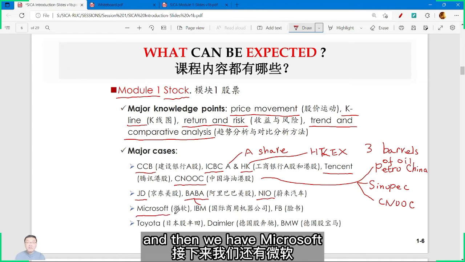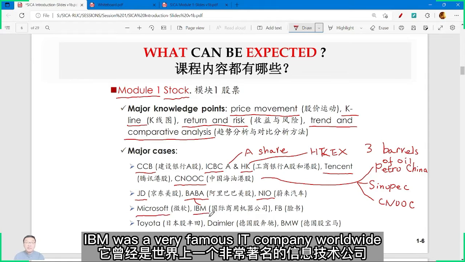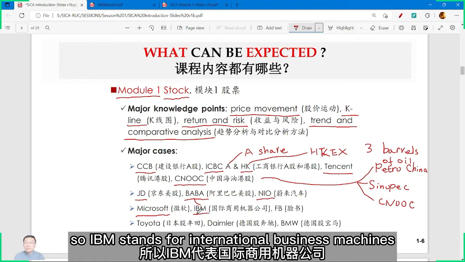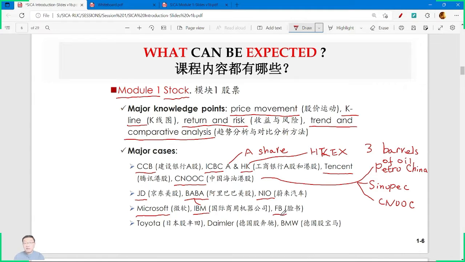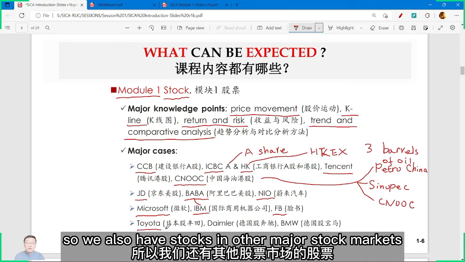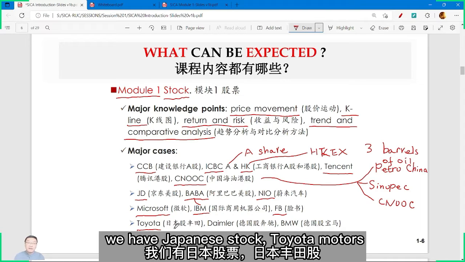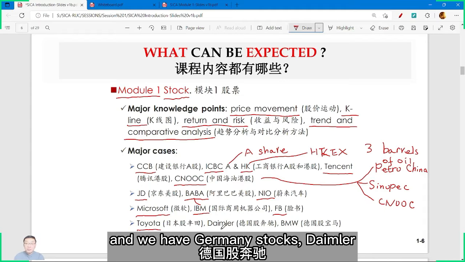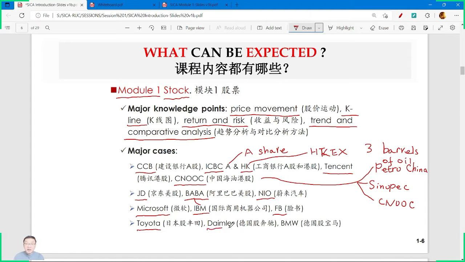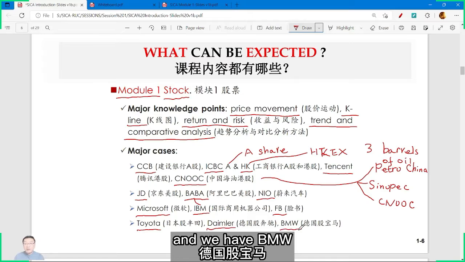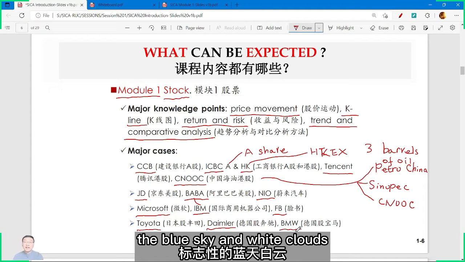And then we have Microsoft, IBM. IBM was a very famous IT company worldwide. So IBM stands for International Business Machines. And we have Facebook. So we also have stocks in other major stock markets worldwide. Besides China and US, we have Japanese stock, Toyota Motors. And we have Germany stocks, Daimler. Daimler is the father company of Mercedes-Benz. And we have BMW, the blue sky and white clouds.